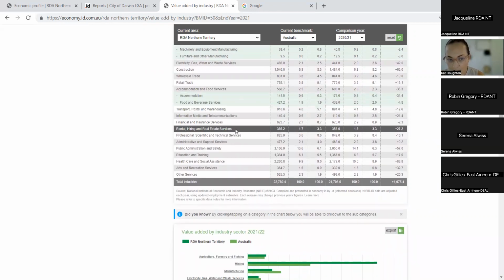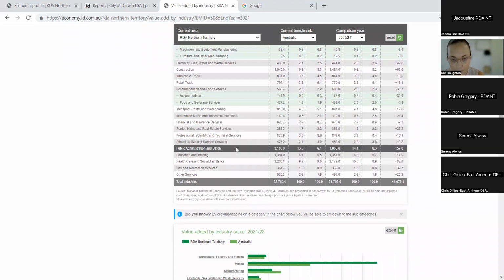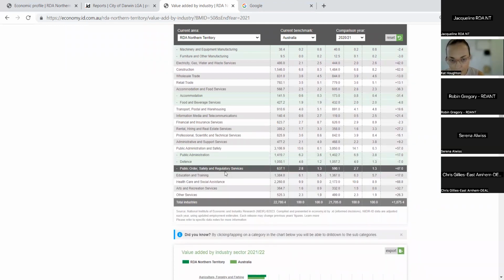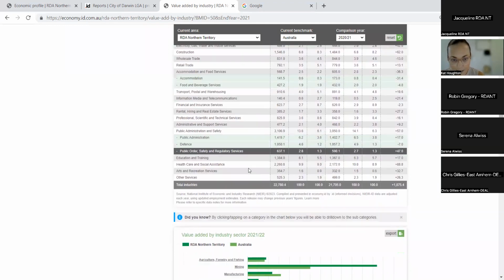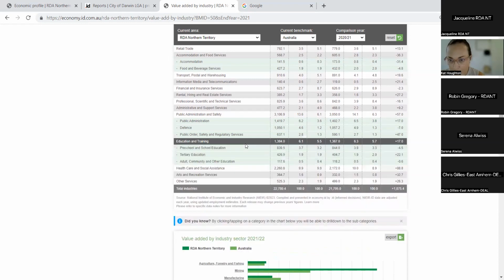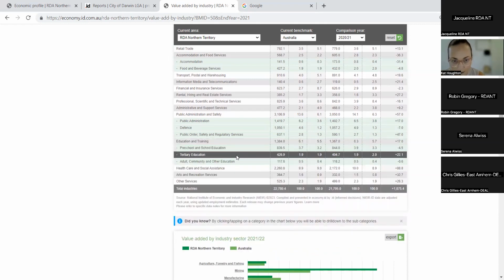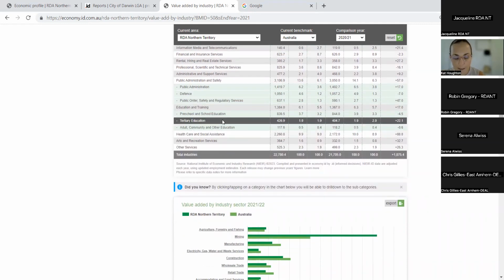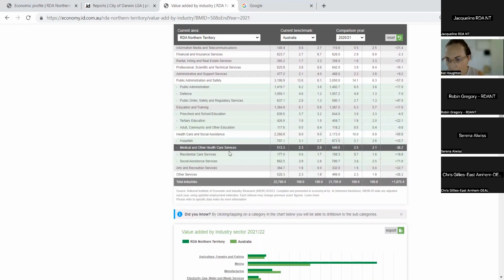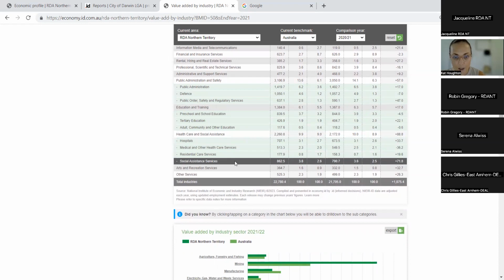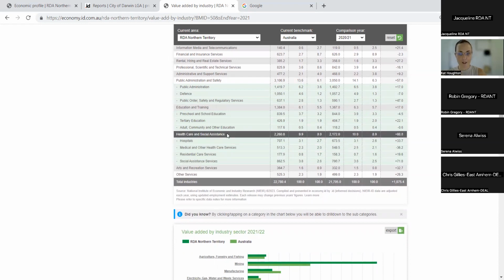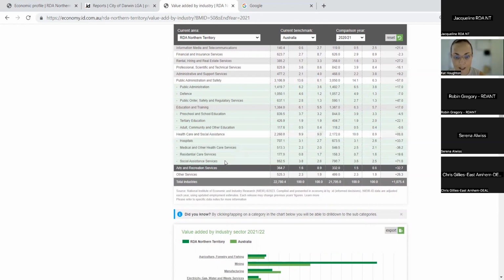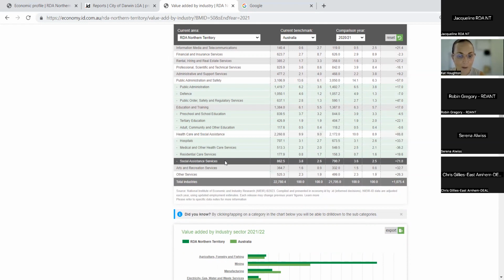We can see transport's up, rental, hiring, real estate, no surprise, public admin and safety is up. Public order, safety and regulatory services. Education and training is up. That might be a little bit to do with tertiary. Yes, tertiary education coming back online. So that's coming off a very small base, remembering what happened during COVID. Healthcare and social assistance is up. Social assistance services, this is certainly one to think about. So when we look at healthcare and social assistance, we can see we're up by almost 90 million. Okay, but almost 72 million of that is possibly related, when we think about social assistance services, to NDIS.